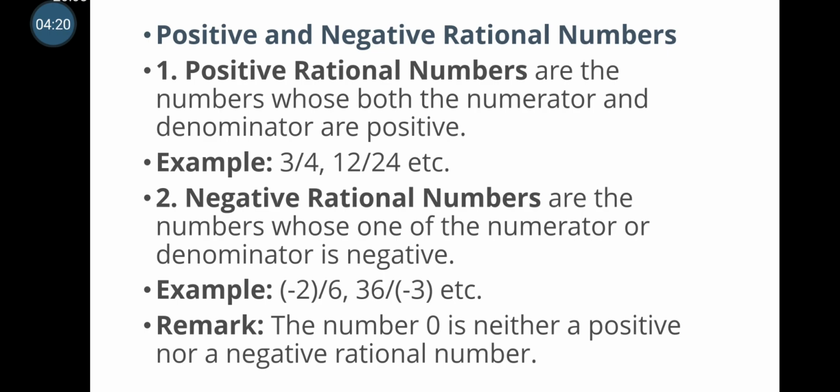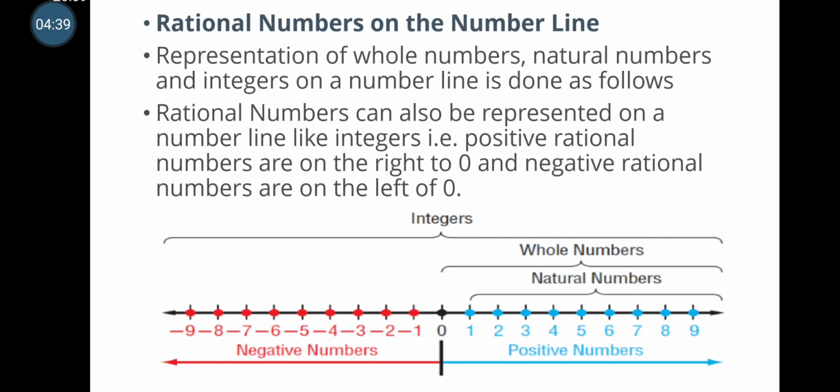Okay, so a question may arise for you: if both numerator and denominator are negative, what is it? If both numerator and denominator are negative, the negatives can be cancelled. So it is a positive rational number. So when both numerator and denominator have a negative sign, it is a positive rational number.